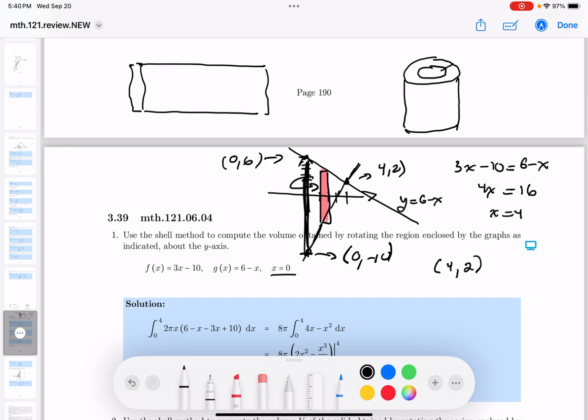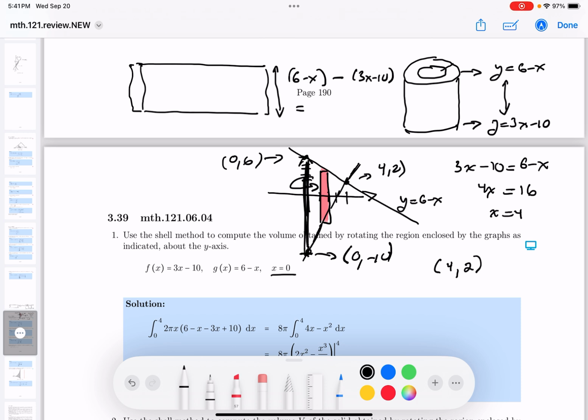Looking at it, the first thing I'll do is discuss my picture and how it relates to that cylindrical shell. The top curve is y equals 6 minus x. The lower curve is simply y equals 3x minus 10. I want to get the height of this thing, which is upper minus lower. The height of this can is going to be 6 minus x minus (3x minus 10).